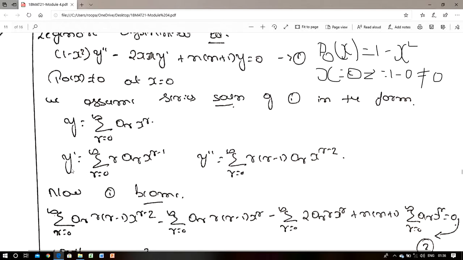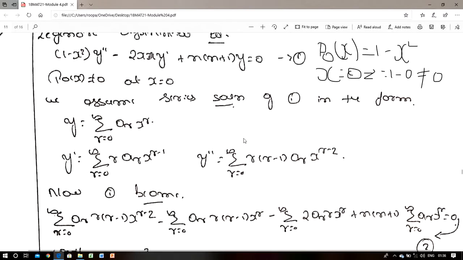The derivative of y is y dash, which is summation r is equal to 0 to infinity, a_r is constant, and the derivative of x to the power of r is r into x to the power of r minus 1. Again differentiating with respect to x, the derivative of y dash is y double dash, which is summation r is equal to 0 to infinity r into (r minus 1) a_r x to the power of r minus 2. These two values are substituted in this equation.